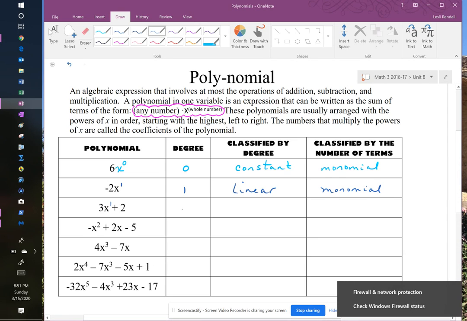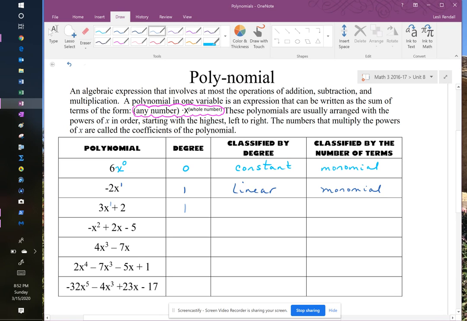So now we have something that looks a little bit more familiar. It has the look of slope-intercept, so we know that it is linear. It has two pieces, so it is a binomial. Here's our favorite function that we've been looking at, our favorite polynomial. Degree 2 is called quadratic. And because it has three pieces, it is a trinomial.